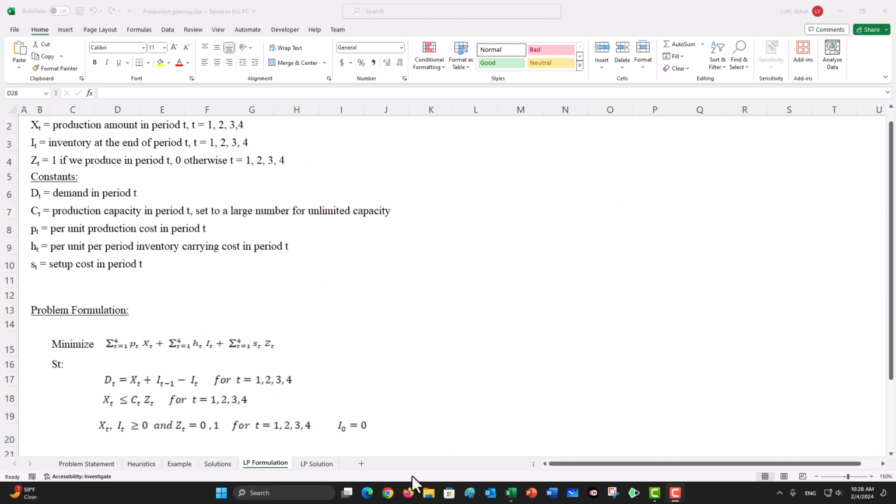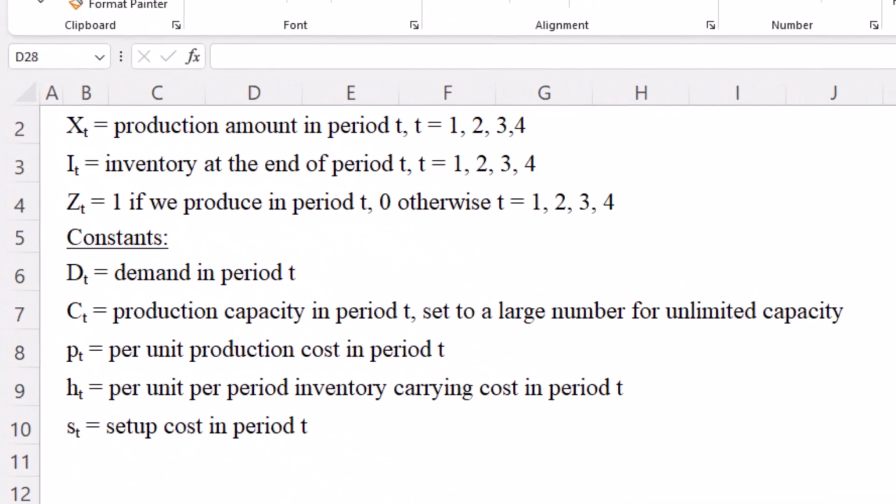In order to develop our linear programming formulation, we must first define our variables and constants. So we start with the production variable. We let x_t equal the production amount in period t, and we have 4 quarters, so t goes from 1 to 4. I_t is the inventory at the end of period t. Z_t is a binary variable. It's equal to 1 if we produce in period t and 0 otherwise. This variable is used to incur the setup cost.